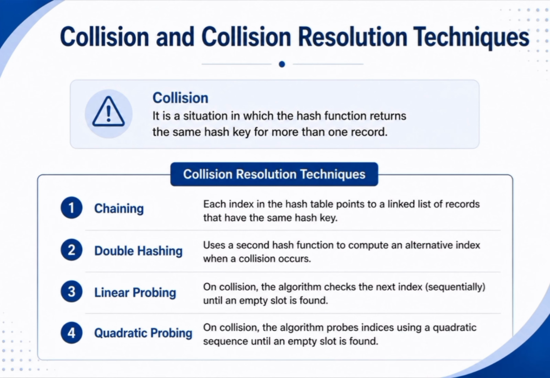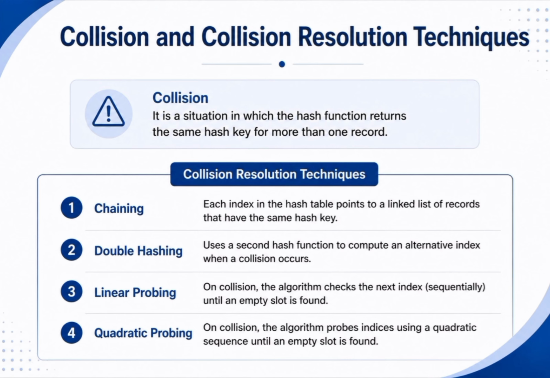The third method is linear probing. If the calculated index is already occupied, we simply check the next position in the hash table. If that is also occupied, we continue checking one position at a time until we find an empty slot. It is simple to implement, but it can lead to clustering where many values get stored close together.